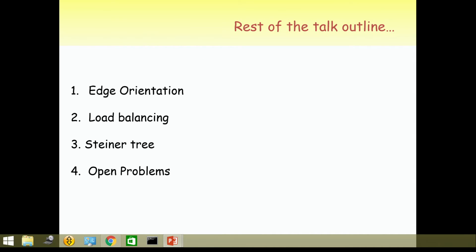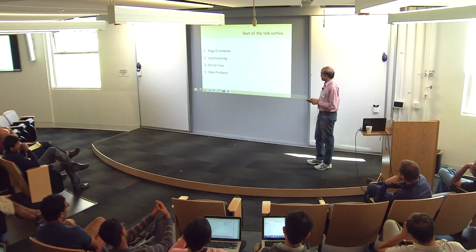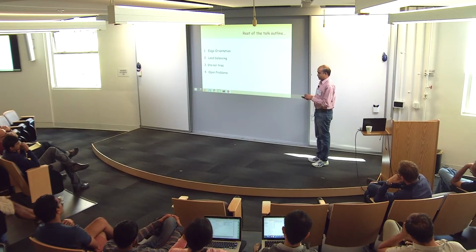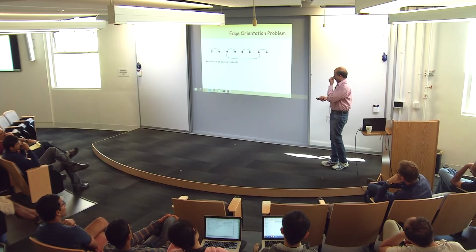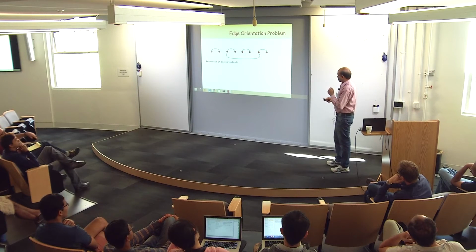So this is the plan. I'll talk about the edge orientation problem, even though it's a very simple problem. Turns out that there are interesting open questions here. Then I'll see what happens in load balancing. I'll talk about Steiner tree, and then I'll conclude with some open questions. Okay, so let's see what's known here. It's a very simple problem.